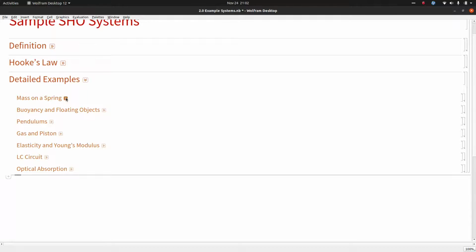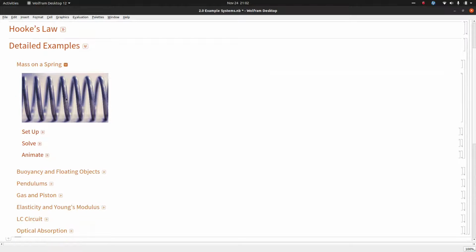Each of these examples is going to have several different components. I try to get a nice picture to get a good visual in there. But we'll have a setup, and then we'll go through the solution, and then we'll go through the animation.